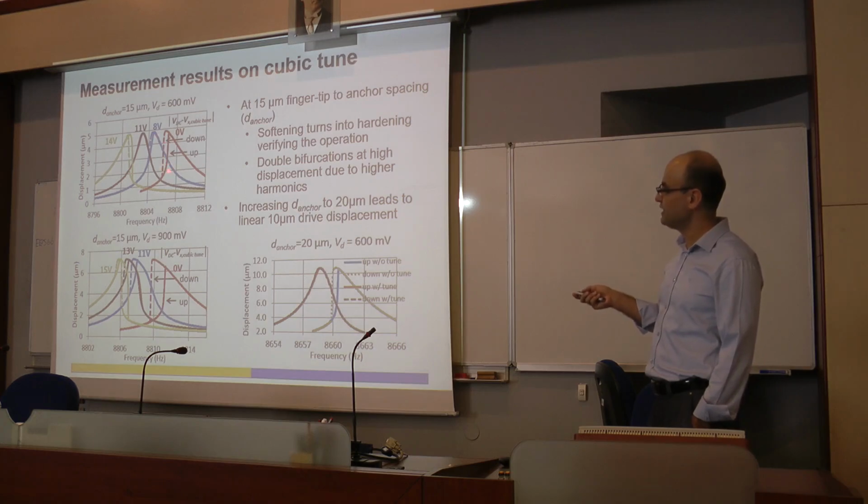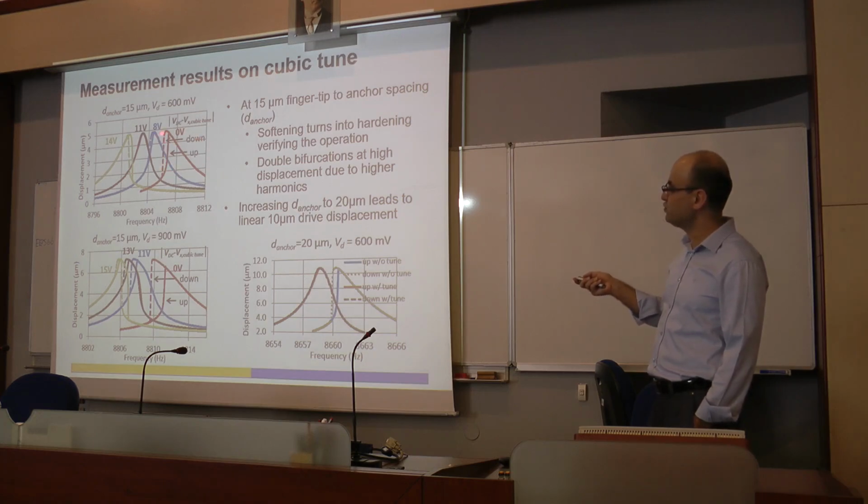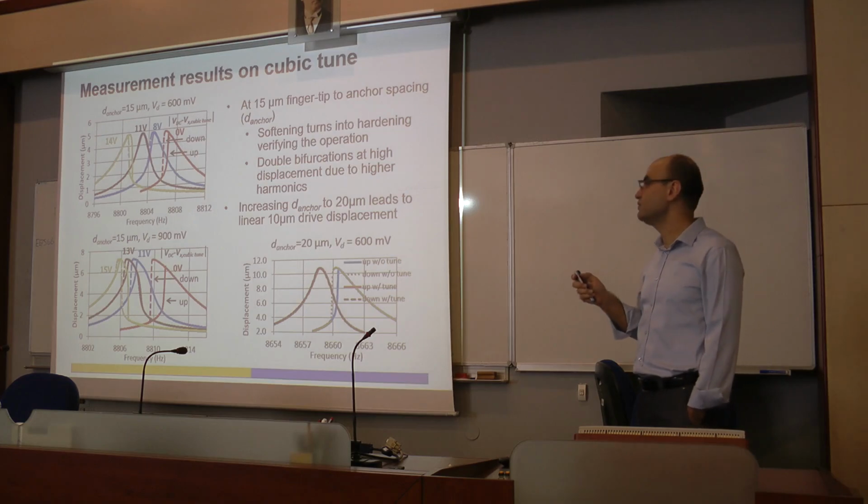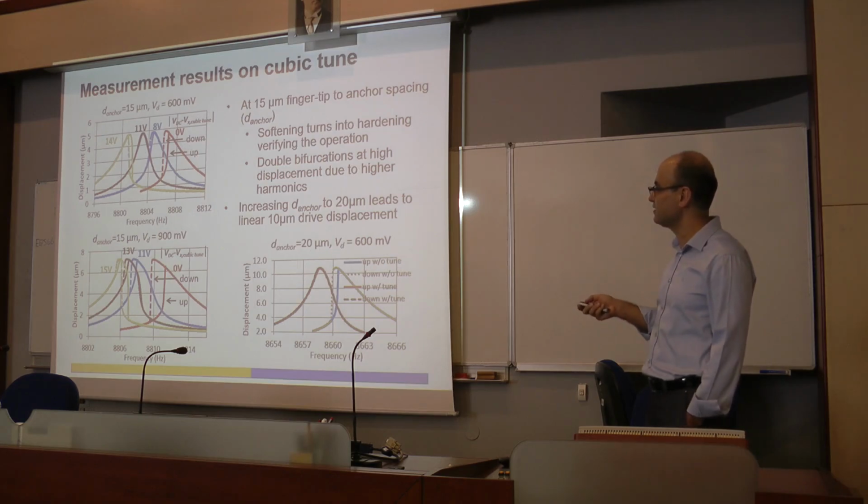My curve is bending left, and I gradually increase my tuning voltage. As you see, at 11 volts it becomes very linear, and at 14 it becomes the other way because I am introducing a hardening to a softening nonlinearity.